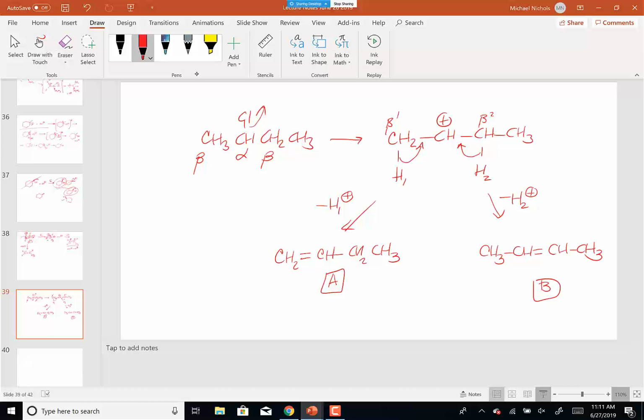Different, you might say, well, one's got a double bond at the end and one's got a double bond in the middle. Now sometimes that's easy to see, sometimes it's hard to see. So I could say, what's the name of the first one? And you would say it's 1-butene, or but-1-ene. And what's the name of the second one? But-2-ene, or 2-butene. Different names, different structures.